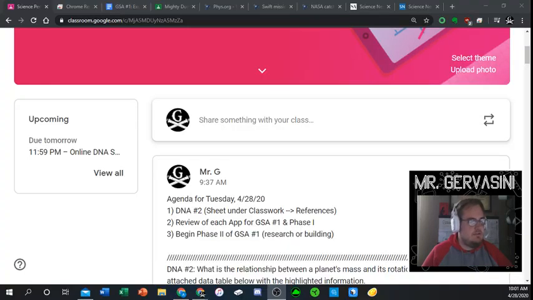So, today's agenda, we're doing DNA number 2. I'm going to go over this project that we're getting into again, the guided science application on exoplanets, applying what we know about the solar system and objects in the solar system. And then you're going to begin phase 2. So we'll do phase 2 today and phase 2 tomorrow. Phase 2 for the first application and application C.